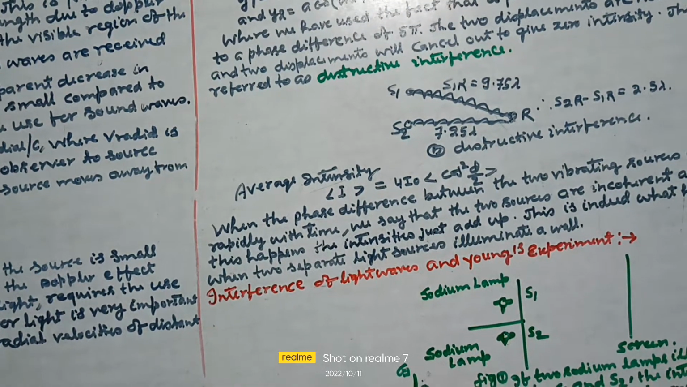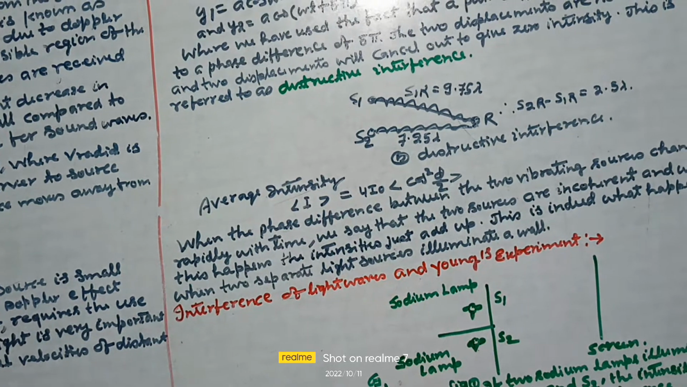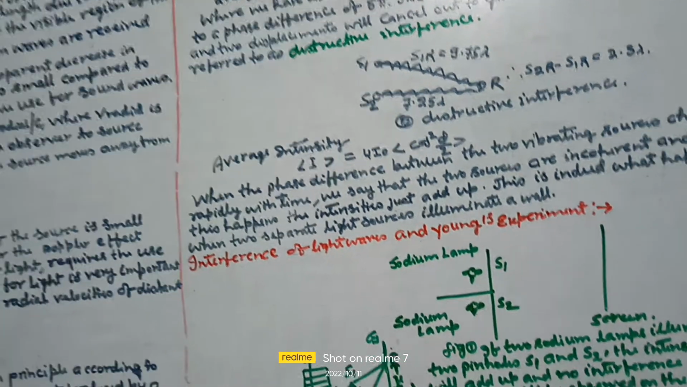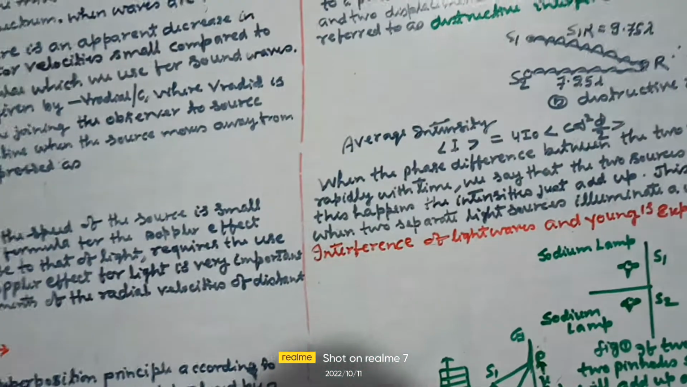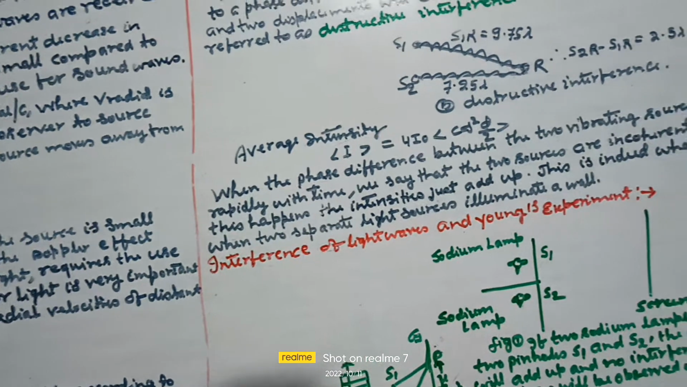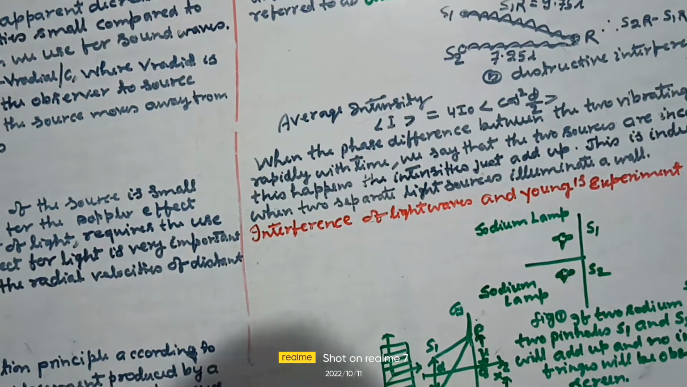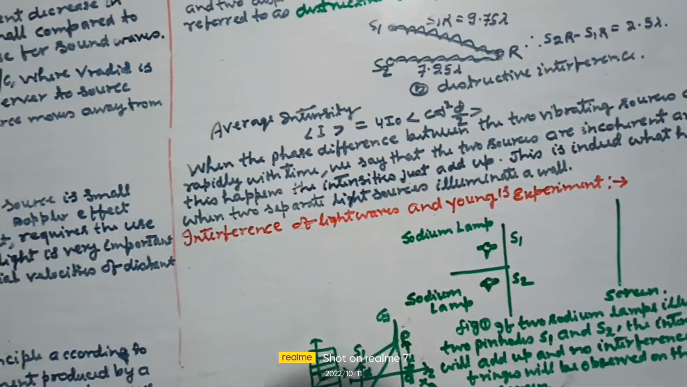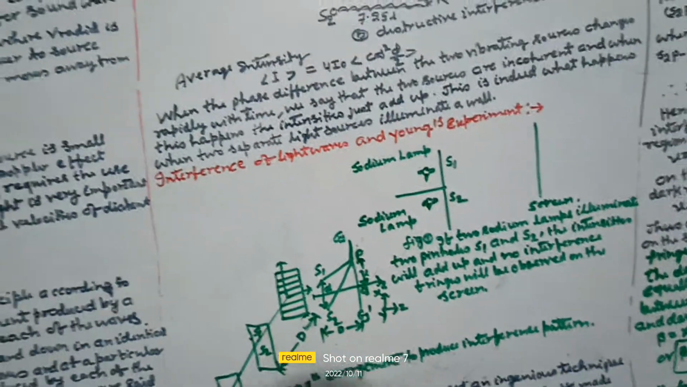Average intensity I is equal to 4 I naught cos square phi by 2. When the phase difference between the two vibrating sources changes rapidly with time, we say that the two sources are incoherent. And when this happens, the intensities just add up. This is indeed what happens when two separate light sources illuminate a wall.